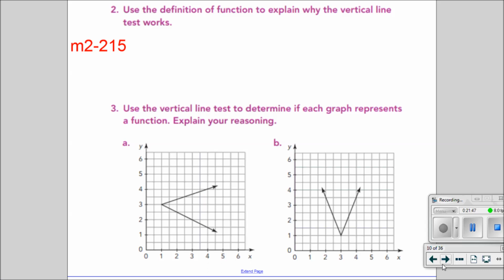Alright, so you guys have had some time to work. You're going to get some partner time now. If you're partner number 1, you're going to be explaining question 2, your explanation about the vertical line test. And if you're partner number 2, then you're going to be showing your answers for A and B down below on the graphs. Okay, ready? Begin.